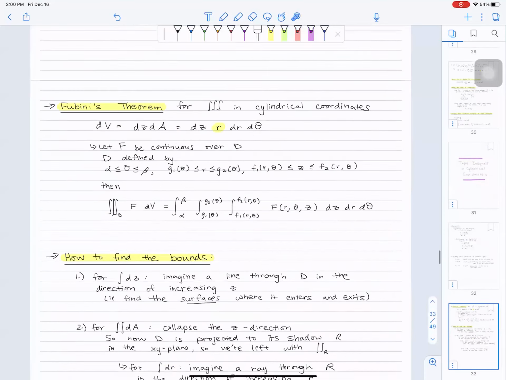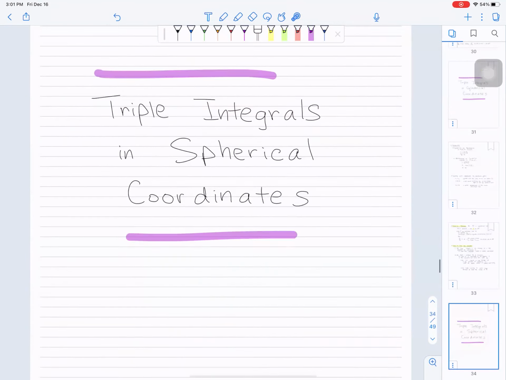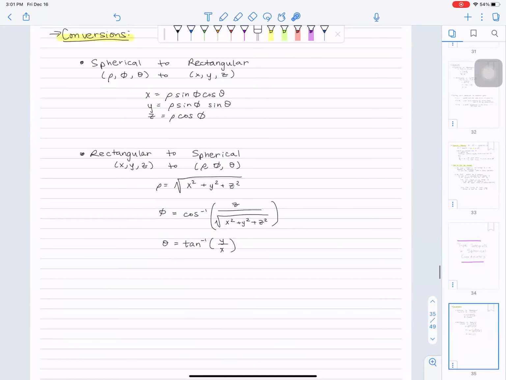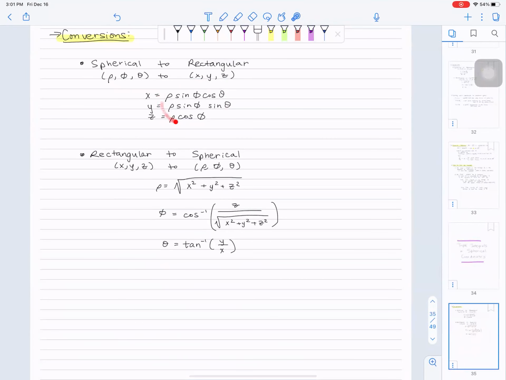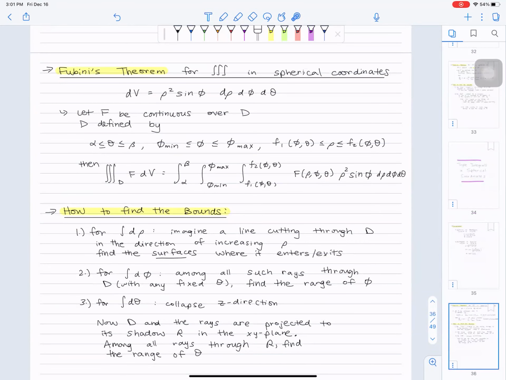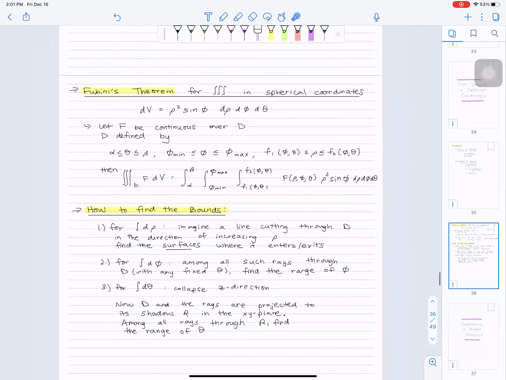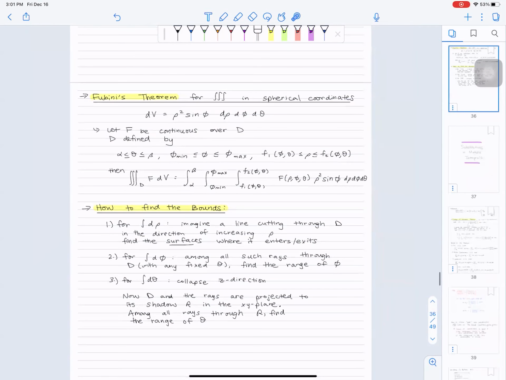Okay, and let's see. Main things again are Fubini's theorem. When we're converting to cylindrical, don't forget you have an r dr d theta. Spherical coordinates, main things to remember are these conversions. And what happens when you convert to spherical, you have a rho squared sine phi. Okay. Any general questions about those conversions?